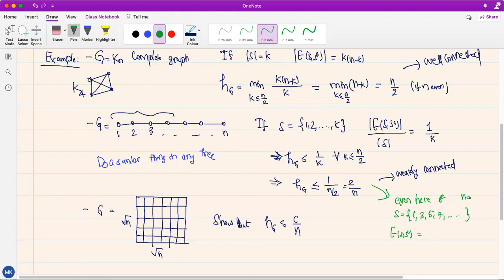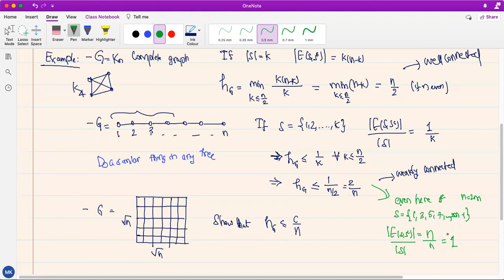So let us say N is 2M and you go up to 2M minus 1 here, all the odd ones. How many edges are going out of S to S complement? All of them. So it is roughly n. If you divide by that, you will get something like n by n, which is approximately 1.